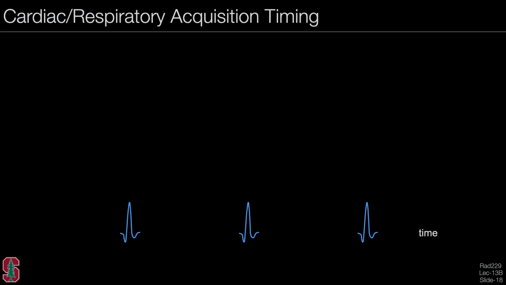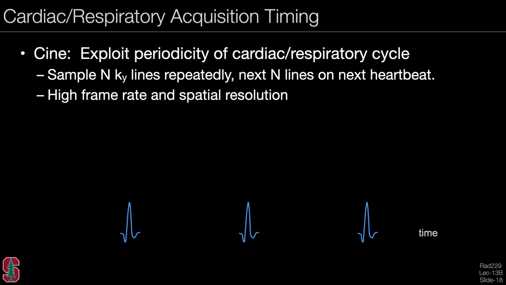Okay, so let's switch gears a little bit now. We'll talk about some of the timing considerations for acquisitions, and often we're doing cardiac or respiratory timing with acquisitions for different reasons here. So one of the approaches is called Cine, and here we're exploiting the periodicity of the cardiac or respiratory cycle. And typically this is done with cardiac imaging because the cardiac pattern is more periodic than, say, the respiratory cycle.